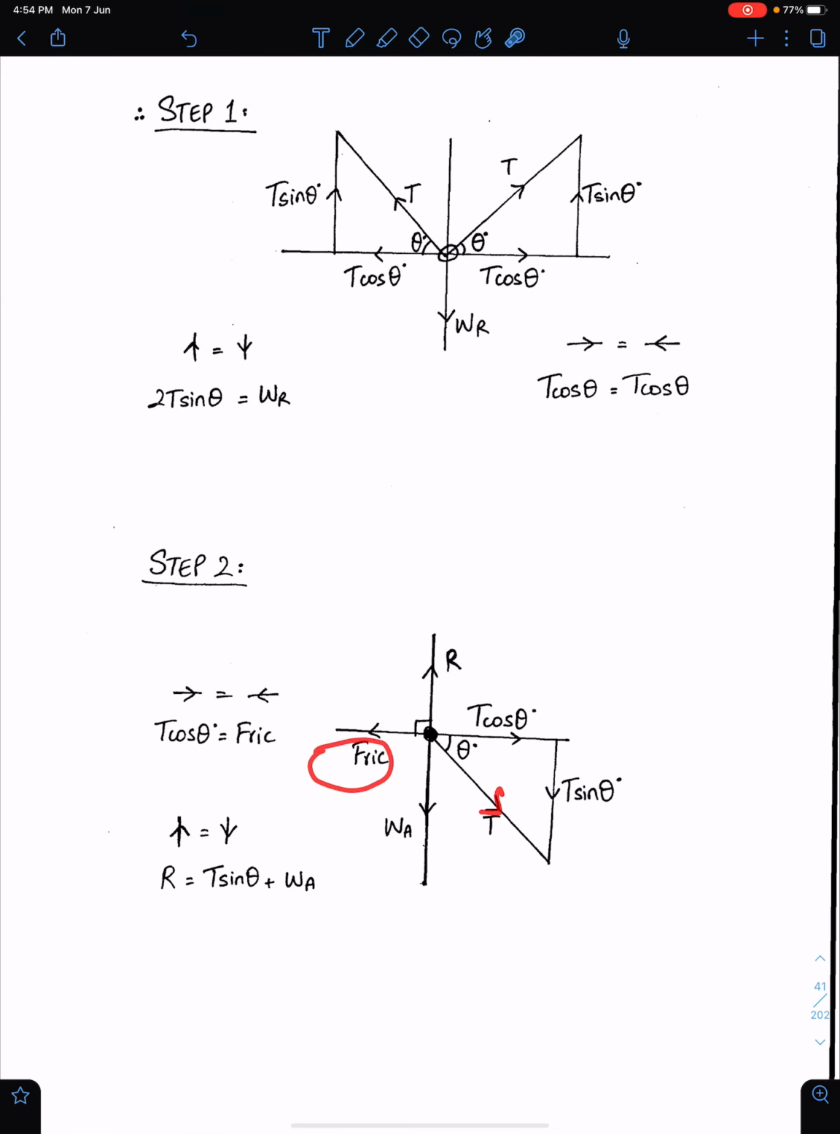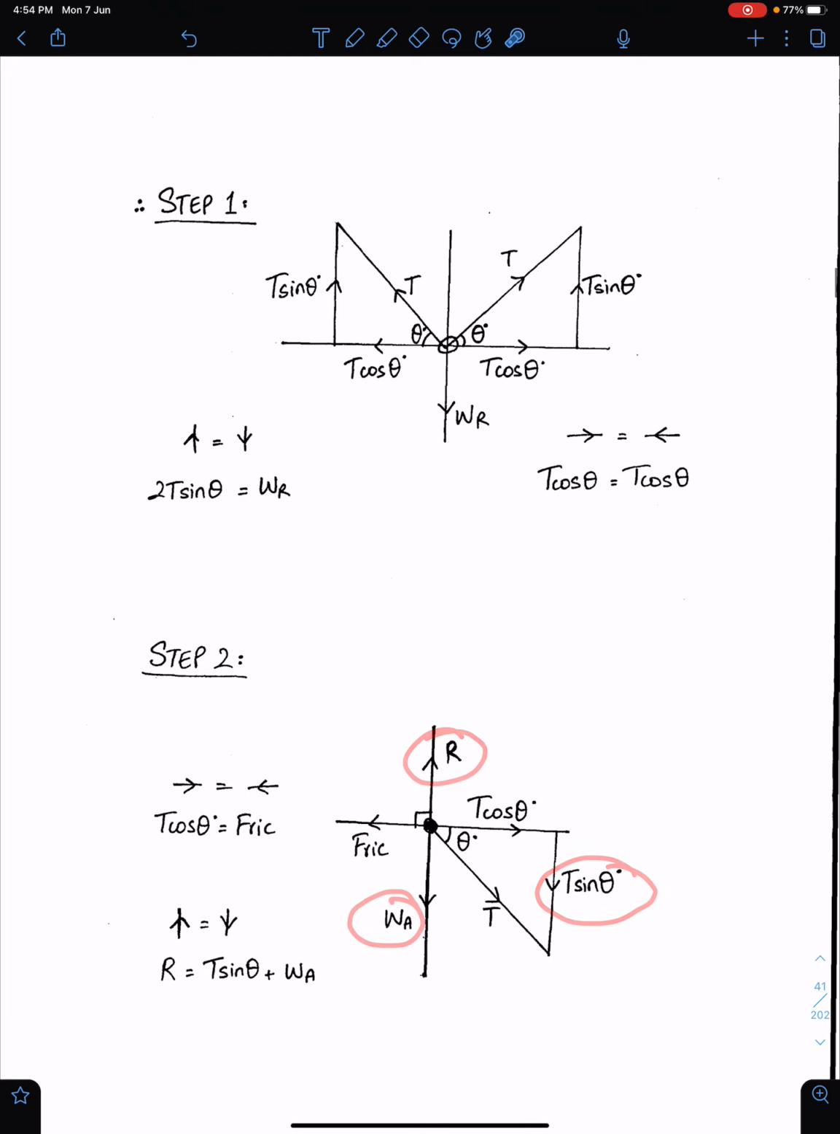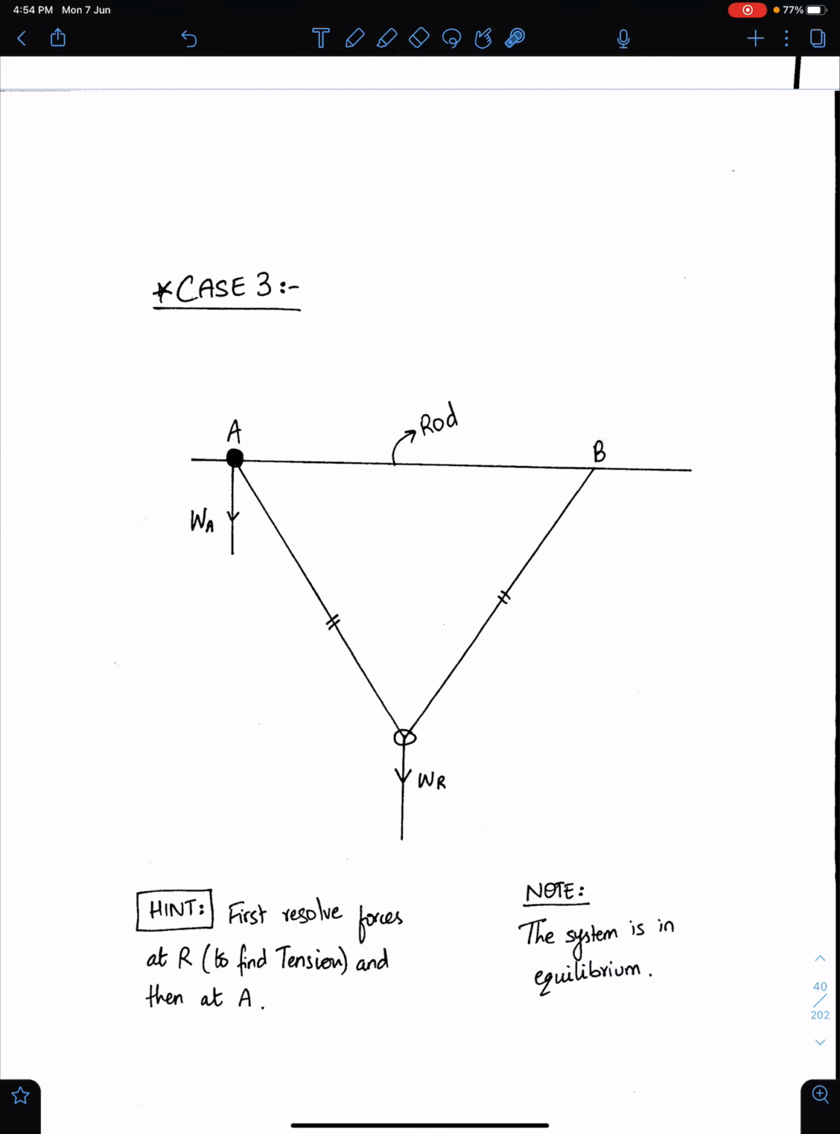Tension will act away from the point of resolving. This tension has two components, T cos theta, T sin theta. This is the weight of ring A and this is the normal reaction, which makes 90 degrees with the rod. So if the system is in equilibrium, then friction is equal to T cos theta and WA plus T sin theta is equal to the normal reaction R. This is the way to solve this situation.